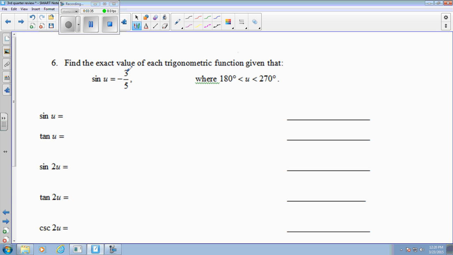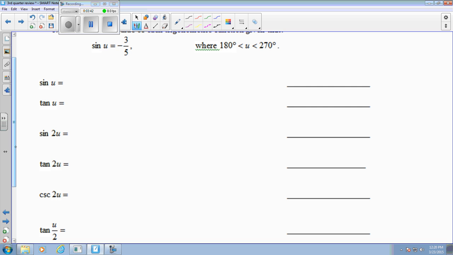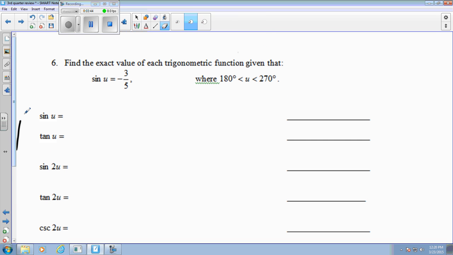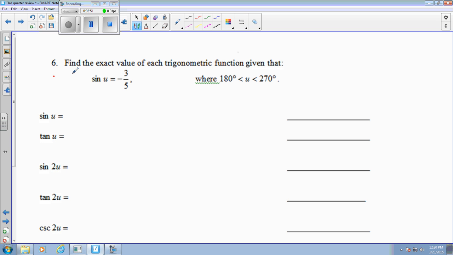Looks like we're going to be doing some half angle down here. We got a double angle, a bunch of double angles. Let's see if we can draw the thing, and looks like when they tell us it's between 180 and 270 that we are in the third quadrant. So I'm going to draw me in the third quadrant. Here's my triangle. We'll put u in here.